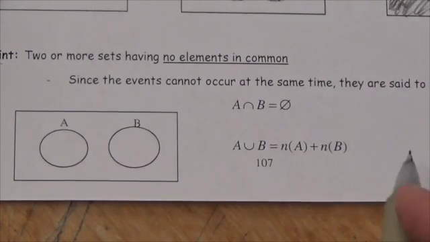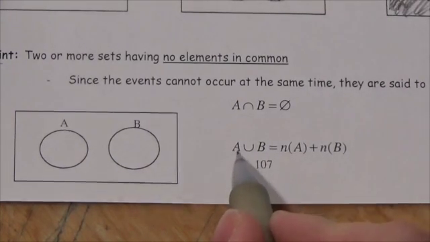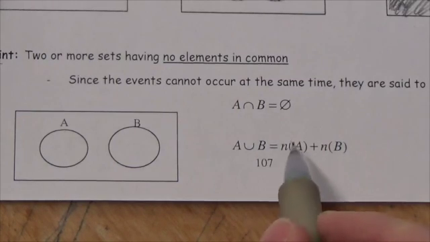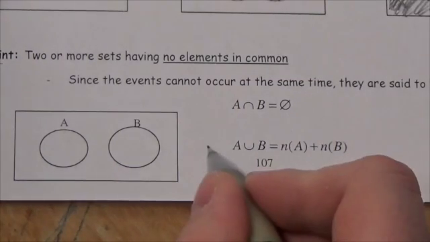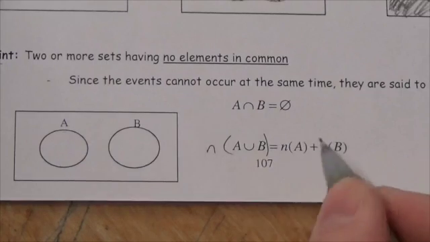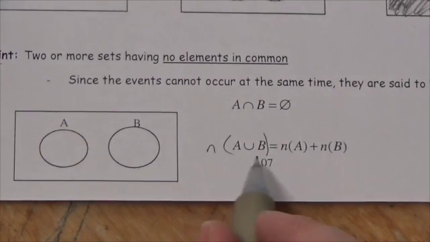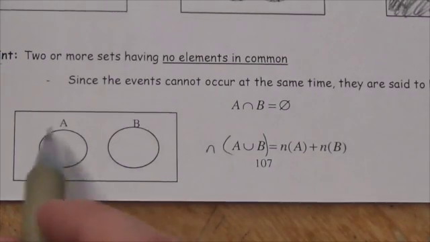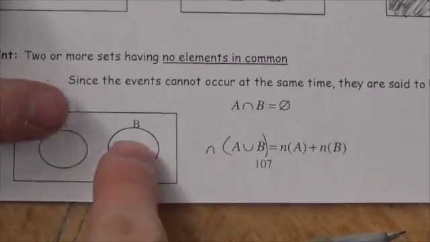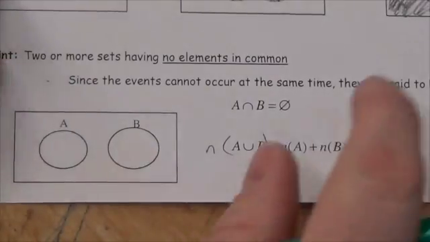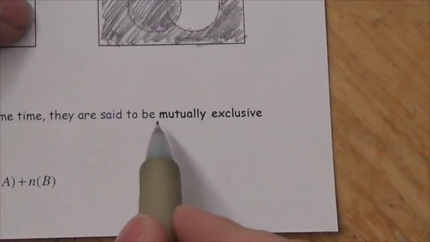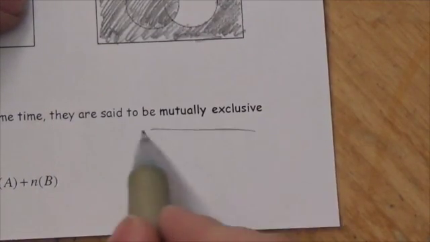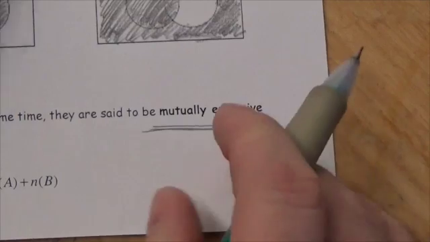Okay, and when that's true, the union of those two sets, the number of elements in the union between those two sets is equal to the sum of the elements in the two individual sets. If you just add up everything in here, add up everything in here, that's the same total as what's in both of those. And when that happens, another word that we use to describe them is we call them mutually exclusive.